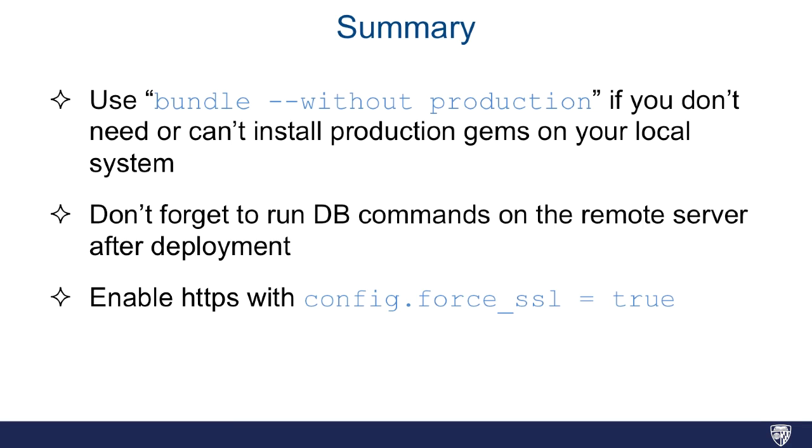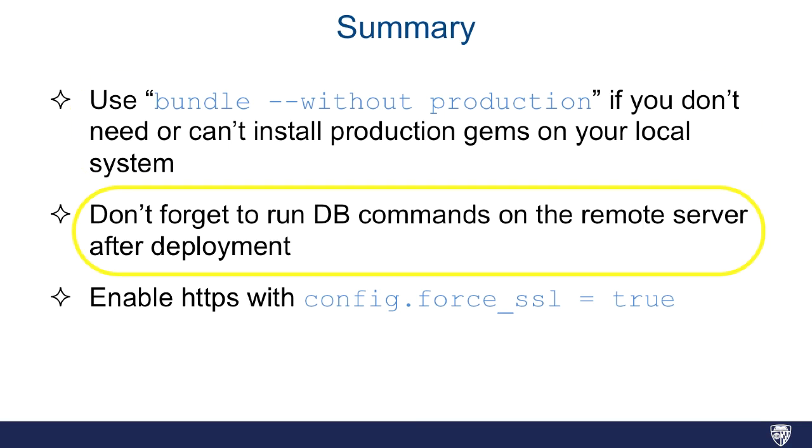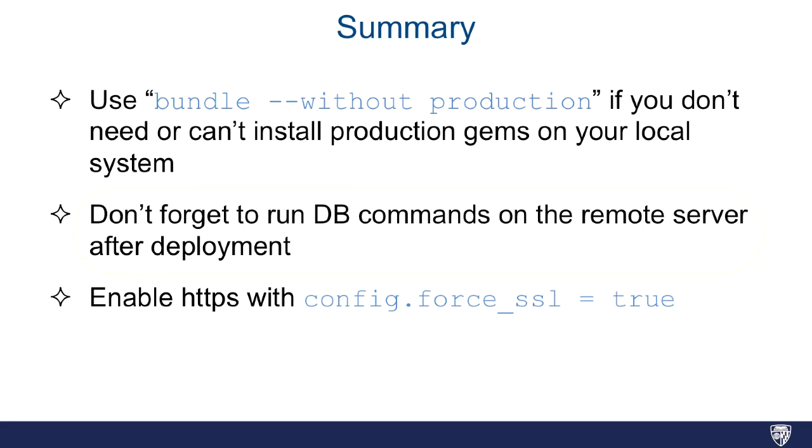So in summary, we're going to use bundle, or bundle without production if you can't install production gems on your local system. Then don't forget to run the db commands on the remote server after you deploy the application. And also remember to enable the HTTPS protocol by saying config.force_ssl = true, and that will force the connection to be SSL over HTTPS, not just regular HTTP.